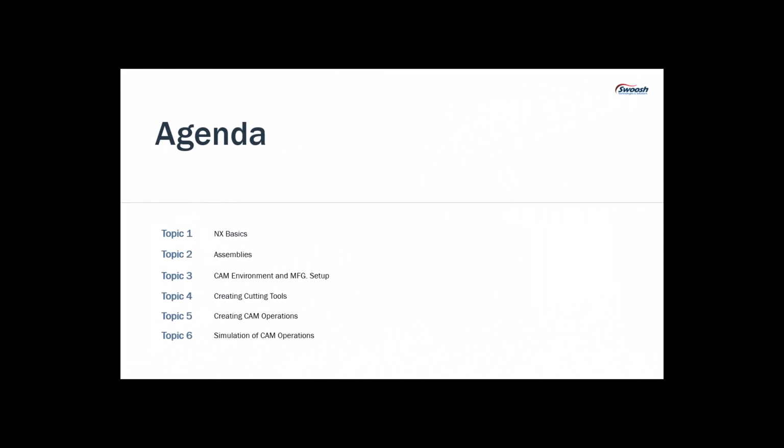Alright, in the next few videos, we'll be going over the following topics. I'm going to take a look at the NX basics, things to know when using NX for the first time. We're going to take a look at assemblies, how to assemble components like fixtures into your model. Then we're going to take a look at your CAM environment and manufacturing setup, and this will cover how to start a manufacturing file and also discuss how to navigate the manufacturing environment. Then we'll create some cutting tools that you can use when programming in your trial. And then we'll create some CAM operations, and we'll take a look at simulating those operations.